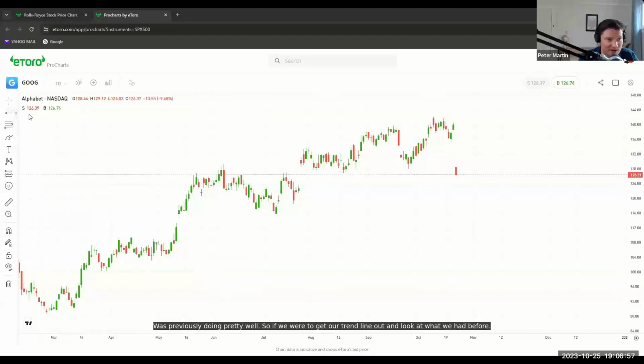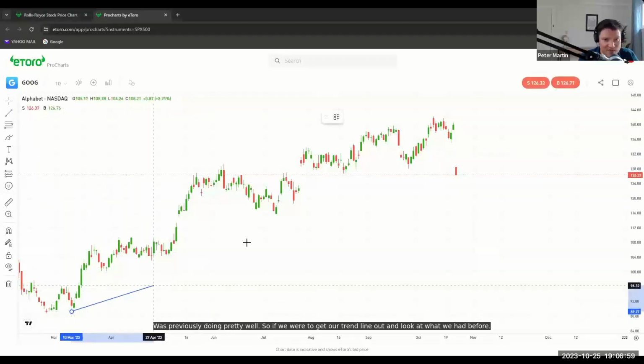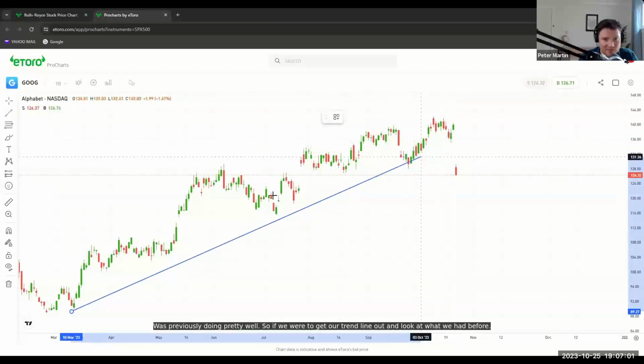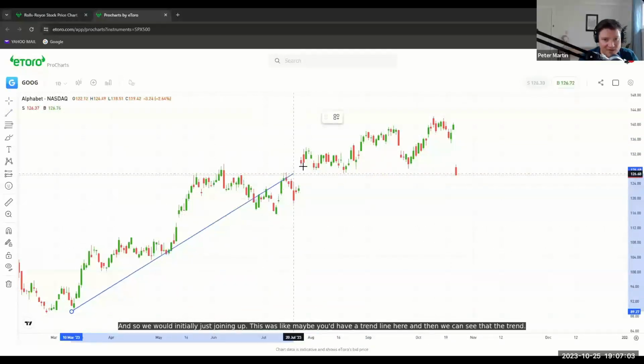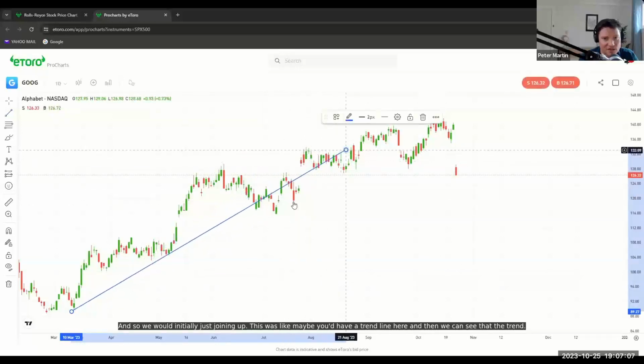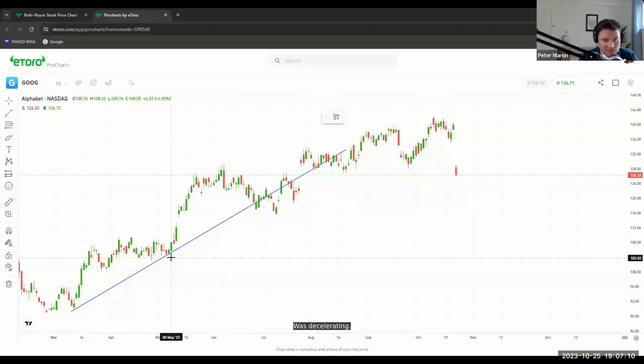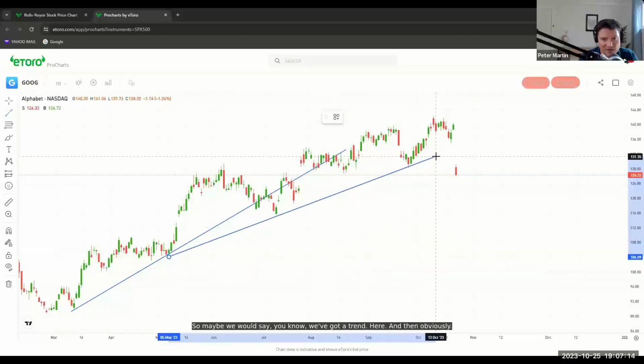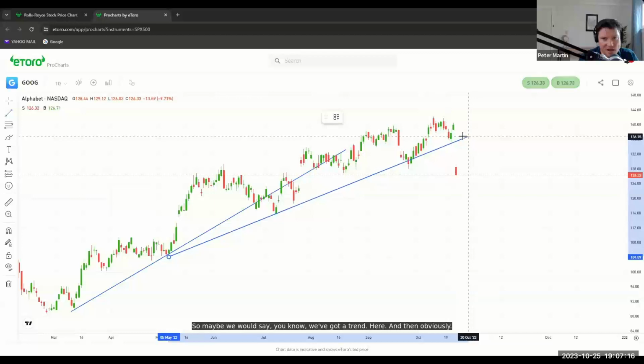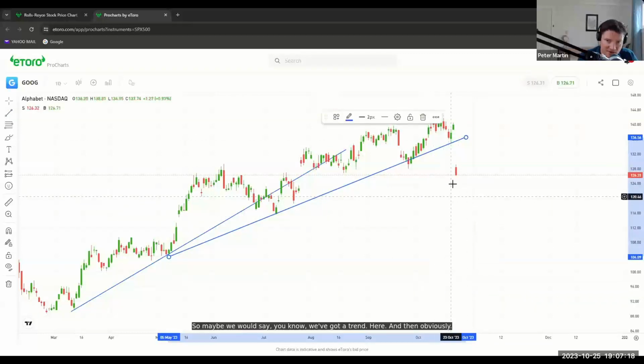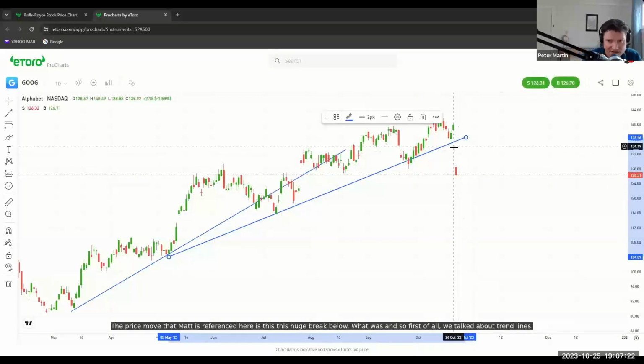So if we were to get our trend line out and look at what we had before, we would initially just join up, maybe you'd have a trend line here, and then we can see that the trend was decelerating. So maybe we would say we've got a trend here. And then obviously the price move that Matty's referenced here is this huge break below what was.